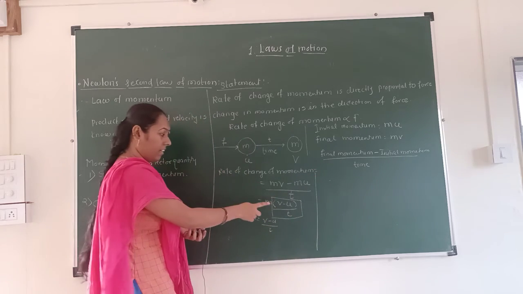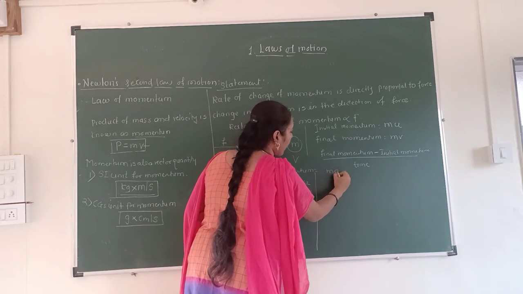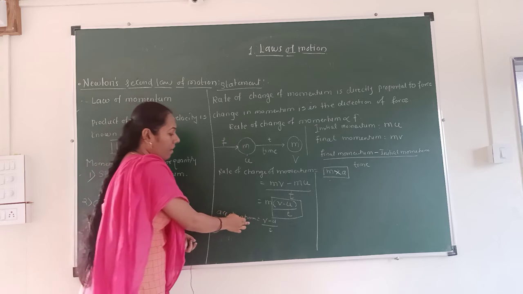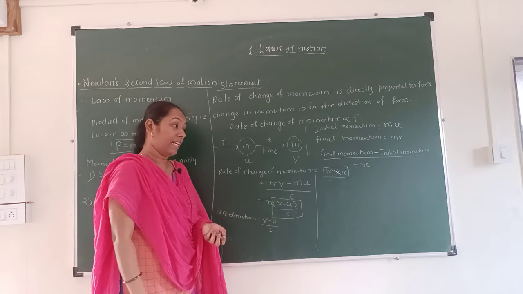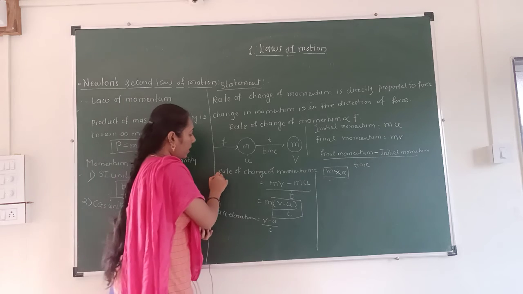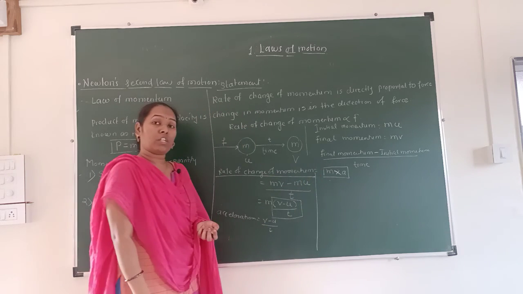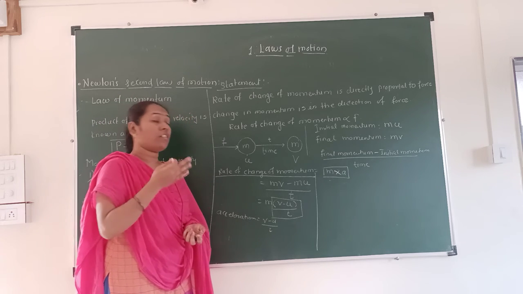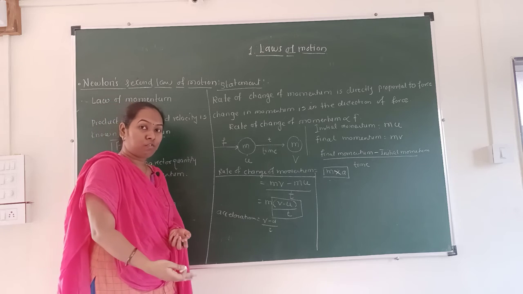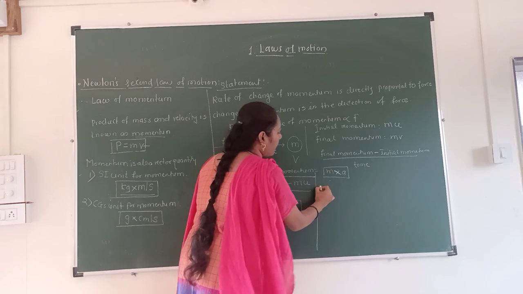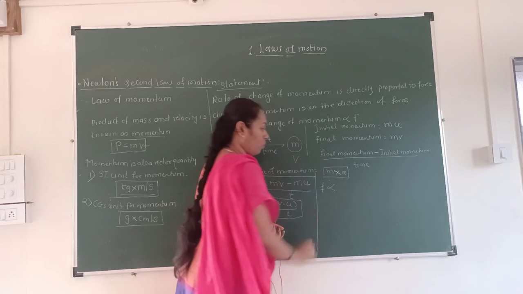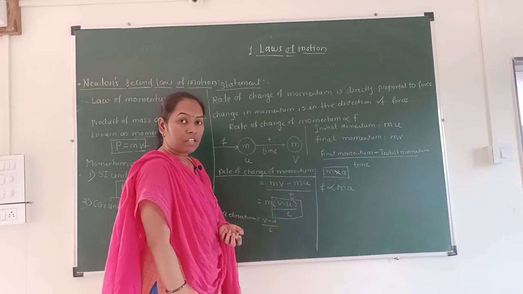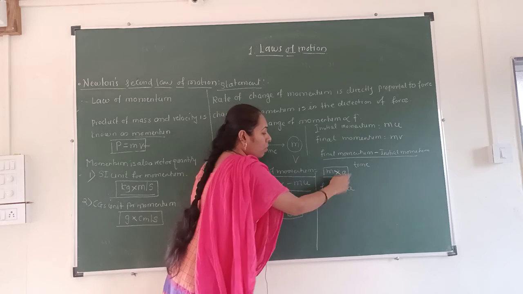Therefore, I can write here m into a, because the value of a is v minus u divided by t. Then what is the rate of change of momentum? Rate of change of momentum is nothing but applied force. When does the change in momentum occur? When external force is applied. Therefore, we get the equation F is directly proportional to ma.